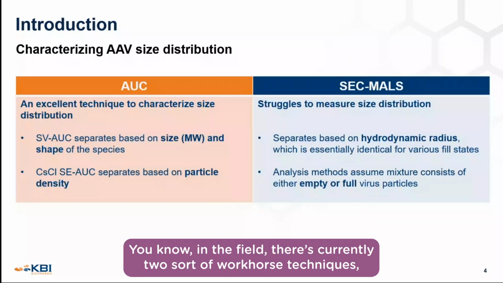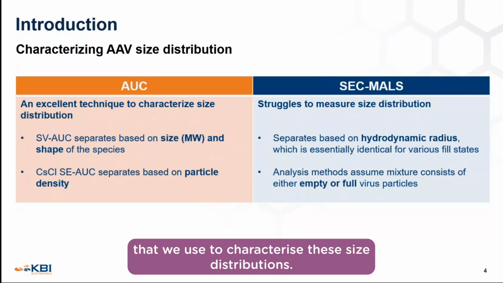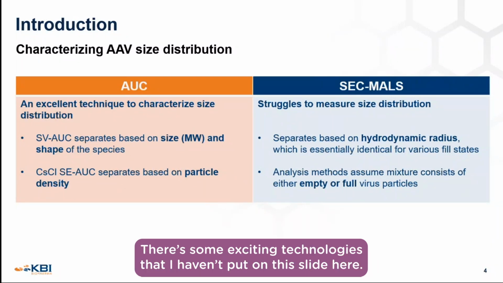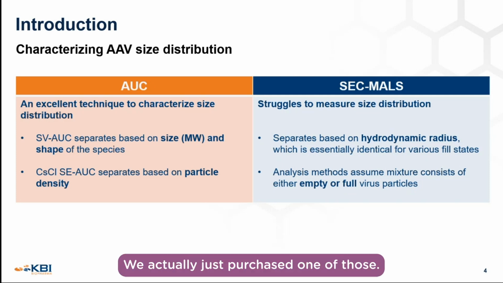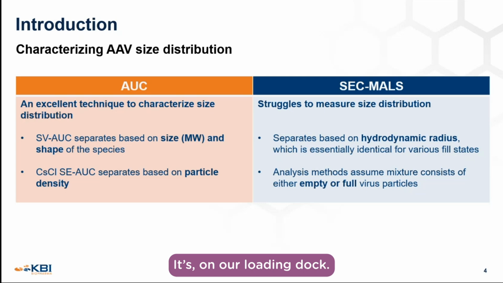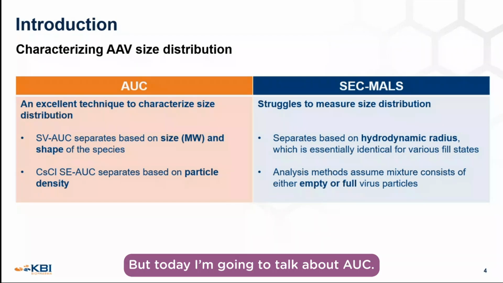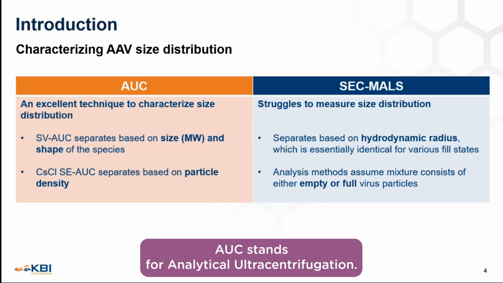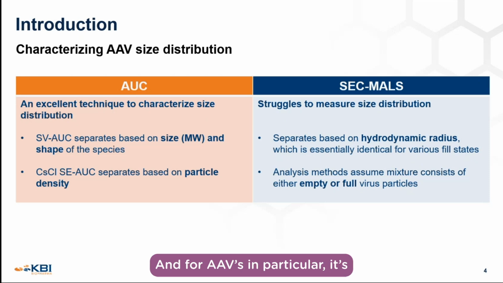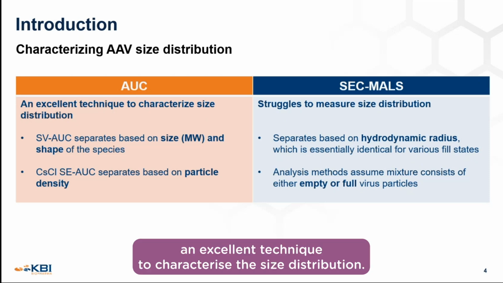In the field, there are currently 2 workhorse techniques that we use to characterize these size distributions. There are some new exciting technologies that I haven't put on this slide. There's mass spectrometry. We actually just purchased one of those. It's on our loading dock back in Louisville. But today I'm going to talk about AUC. AUC stands for Analytical Ultracentrifugation, and for AAVs in particular, it's an excellent technique to characterize the size distribution.